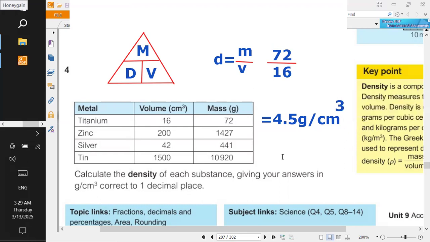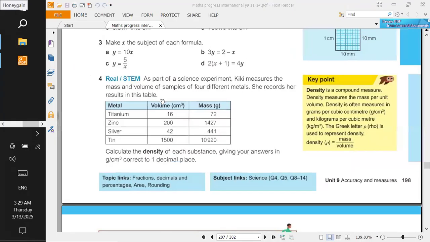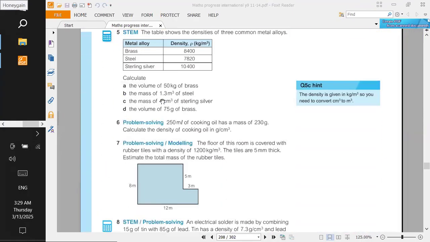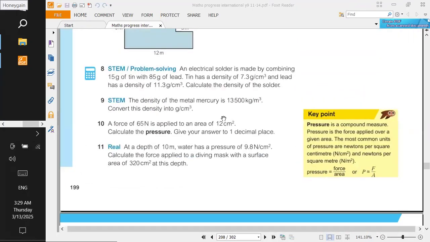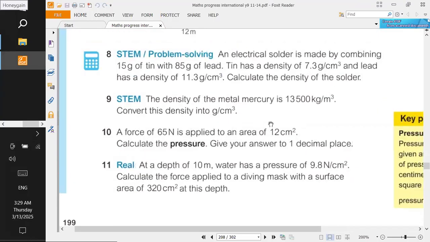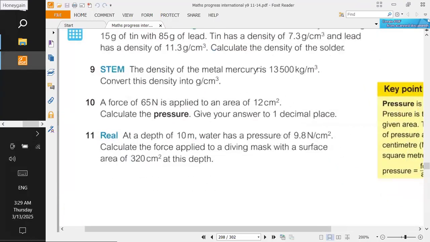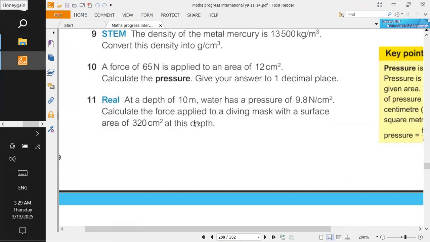Now, basically, you're going to use the same formula, or the same triangular formula, to find the density, volume, or mass. It depends on the things they give you in the question, and you can solve for the others, okay? Now, let's move on to the next question. That's the density. Now I'm going to talk about the pressure. The pressure is the same idea. I'm going to solve one of the questions only, just to show you the idea. For example, let's do 10, okay? Let's cover this.